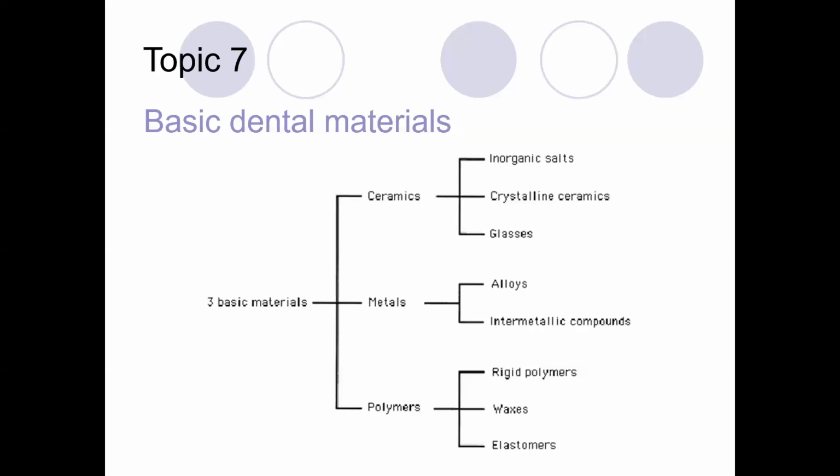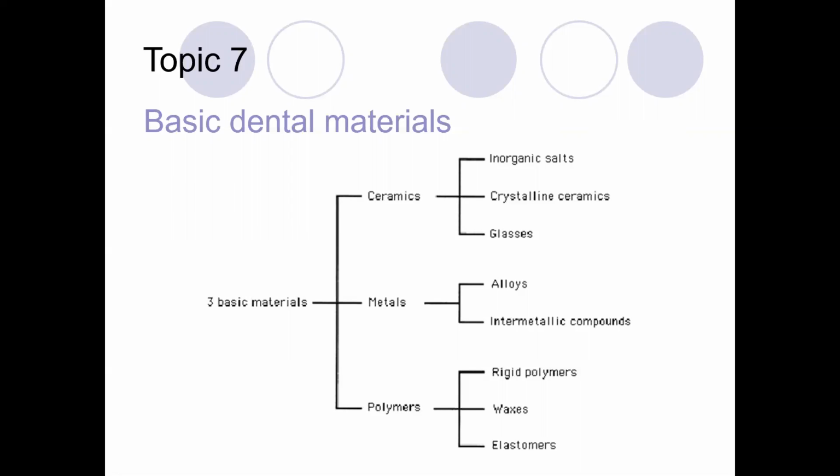As you can see here, we have three main types. There are ceramics, which divide into inorganic salts, crystalline ceramics, and glasses. Metals can be divided into alloys and intermetallic compounds that are used for special brackets, etc. And polymers: we have three groups of polymers: rigid polymers, waxes, and elastomers.